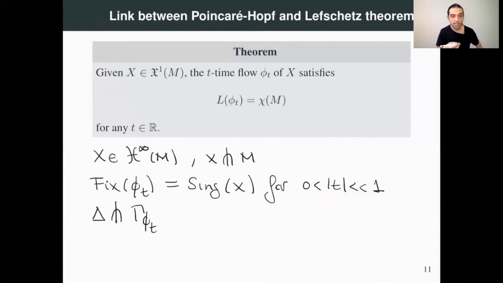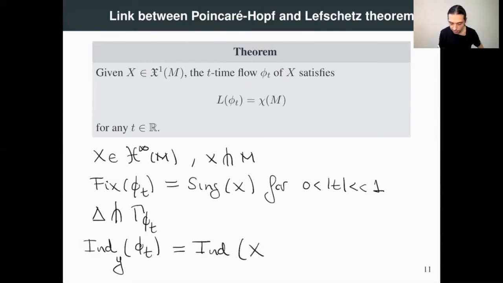And something that is very easy to show by working in local coordinates is the following. The index of the t-time flow of X at a point y is going to be equal to the index of the vector field X at the point y, for every y. Again, for small values of t. Okay?